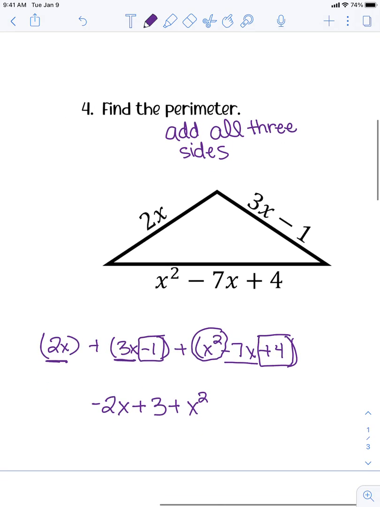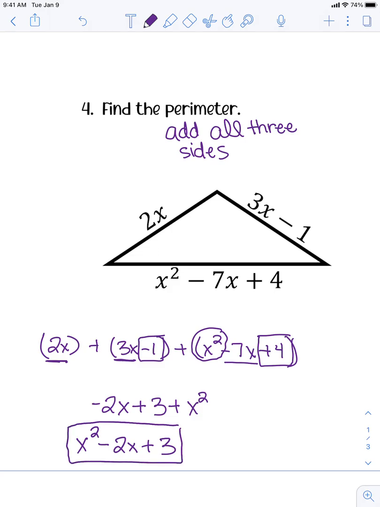Okay. Now the only other thing you can do to be that amazing mathematician that you are is to put this in what we call standard form. It's where we arrange the variables in order from highest exponent to no exponent. So that means I'm going to put the x squared first, minus 2x plus 3. The variables and exponents in descending order. So I have that simplified and I found the perimeter of the triangle.